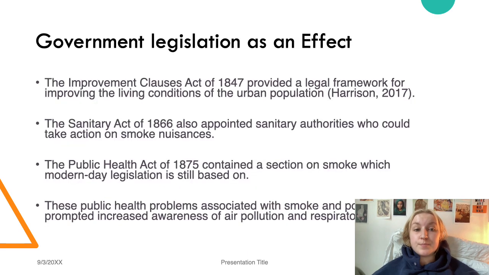The British government passed several acts to address these challenges and improve public health conditions. The Improvement Clauses Act of 1847 provided a legal framework for improving the living conditions of the urban population and preventing the spread of diseases associated with unsanitary environments. It also contained a section which dealt with factory smoke.